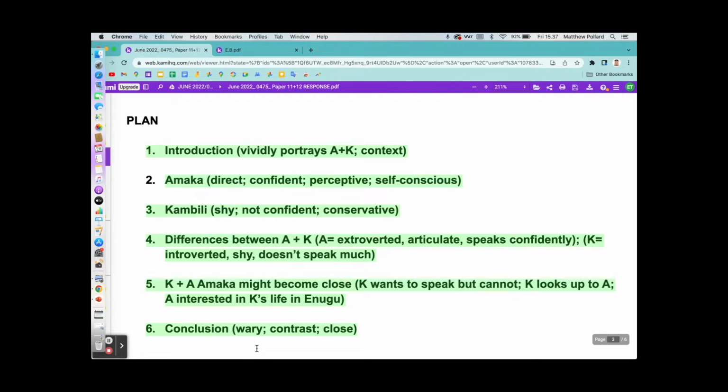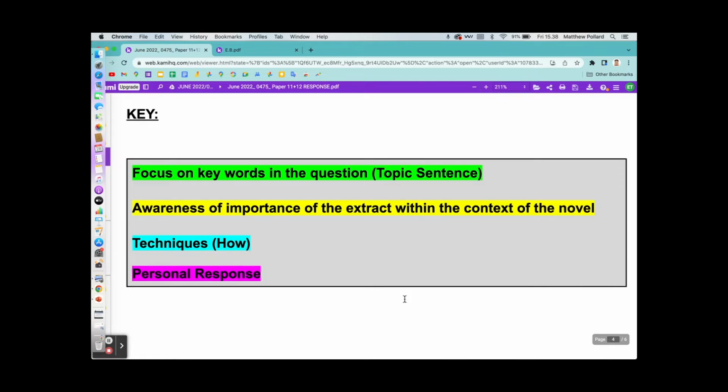What we're looking at here is the plan itself. So here is the key that we've used. Green, you will see a focus here on keywords in the question. In yellow, awareness of the importance of the extract within the context of the novel. In blue, techniques, the how, personal response, AO4.